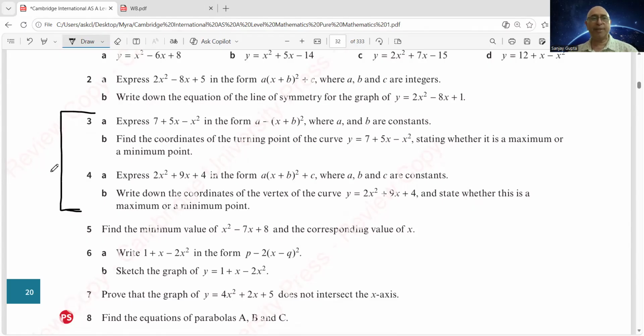See, I always say maths is by practice. So as many questions as you can do, it will always be good for you to see that the concept is well imbibed and learned. So let's do question number 3 and 4.